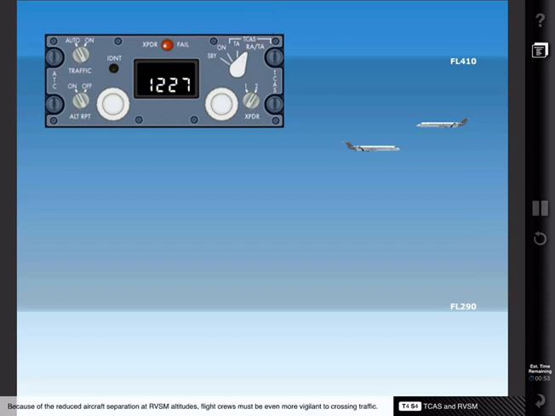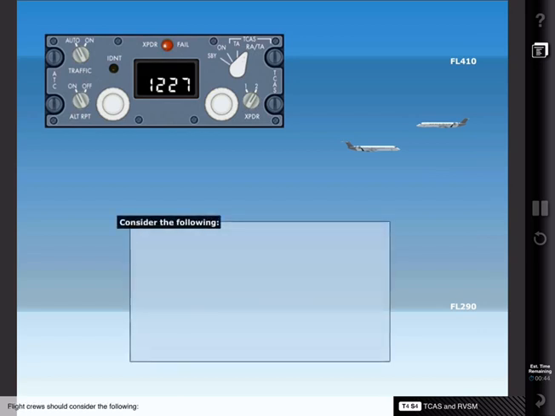Because of the reduced aircraft separation at RVSM altitudes, flight crews must be even more vigilant to crossing traffic. Flight crews should consider the following. Limit climb and descent rates to 1,000 feet per minute when in close proximity to other aircraft in order to minimize the potential for TCAS advisories.